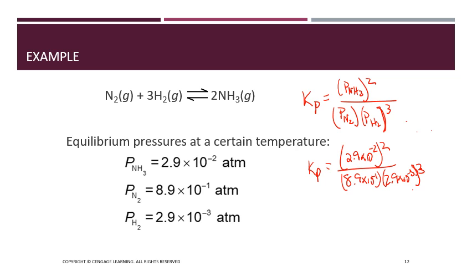to the third power. When I plug all those into my calculator, we end up with a Kp equaling approximately 3.9 times 10 to the fourth. So in this situation, almost 39,000. So you could say that there will be a large proportion of NH3 molecules present in that equilibrium mix compared to the N2 or the H2.